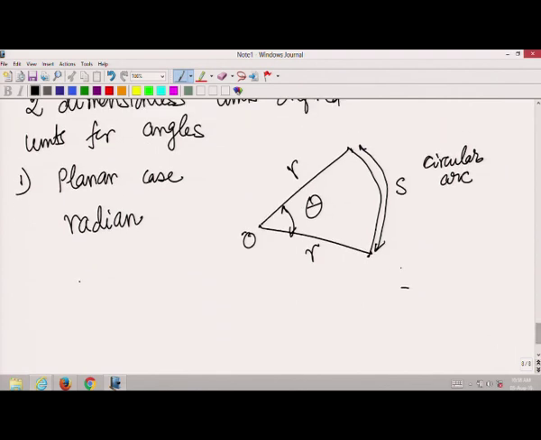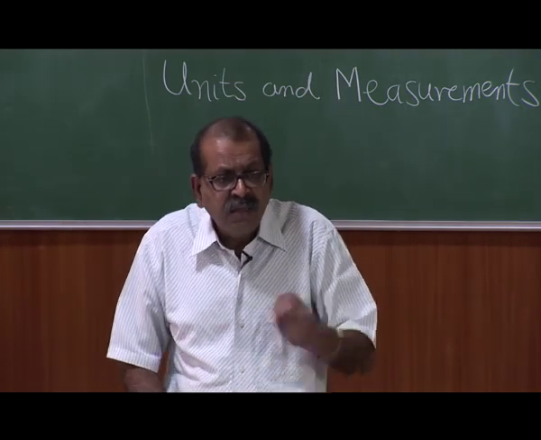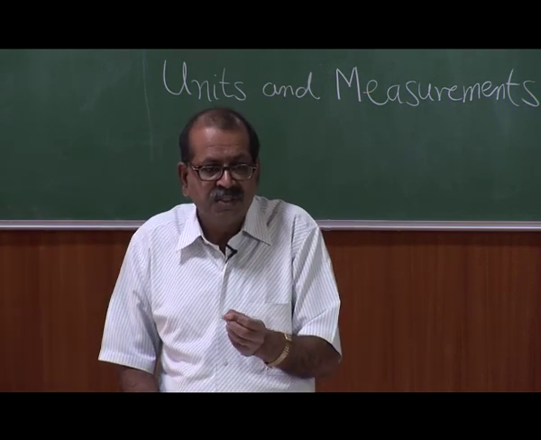So, then the angle theta is equal to s over r, and this is what we say is the angle theta in radians. So, the ratio of the arc length to the radius gives us the measure of the angle in particular units, which we call radians.